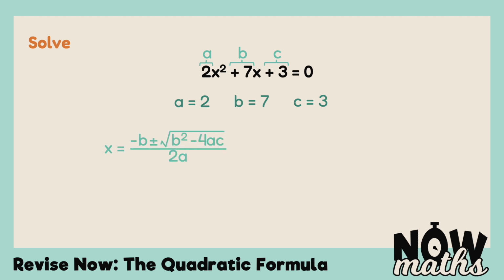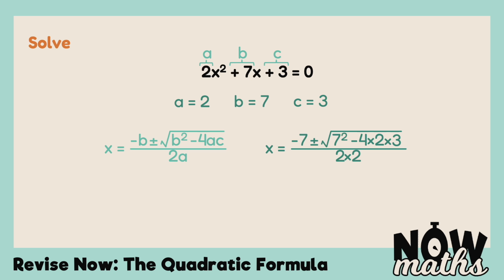We'll then make sure we have the quadratic formula in front of us, and then we're going to pick up our values of a, b and c and substitute them into the quadratic formula. So we'll write down that in this case x is equal to negative b, which for us is going to be negative 7, plus or minus the square root of b squared, which for us is 7 squared, subtract 4, multiplied by a, which is 2, multiplied by c, which is 3. And the whole thing is over 2 multiplied by a, which is 2.